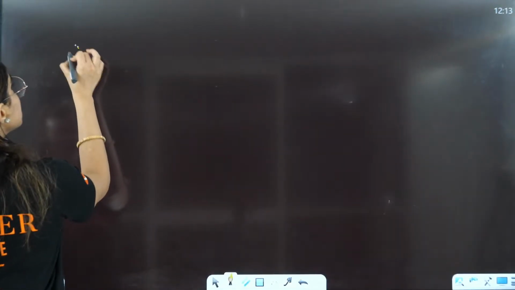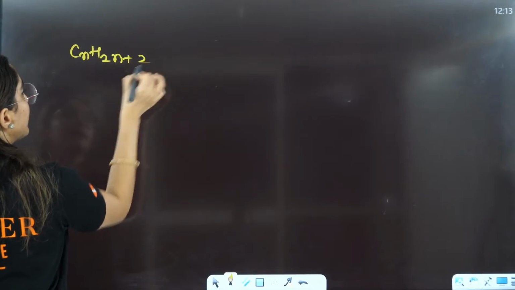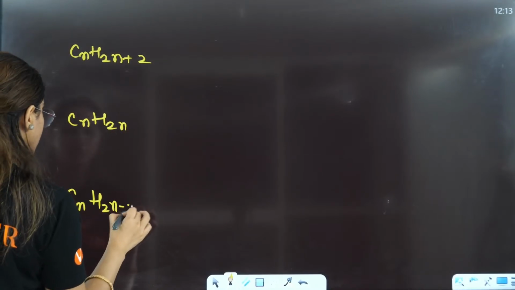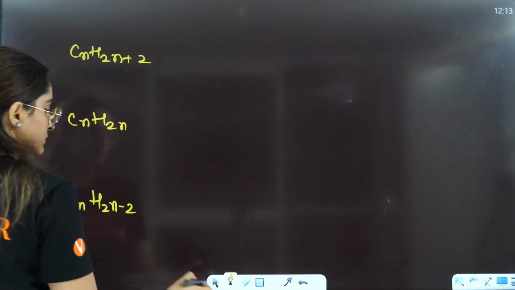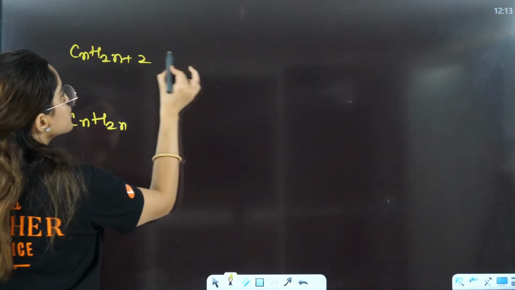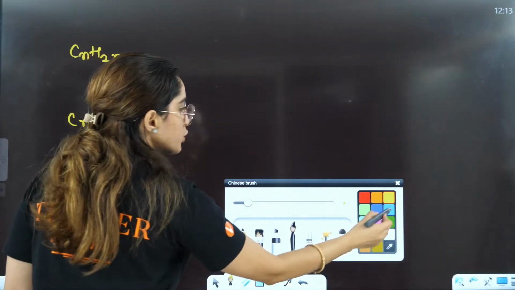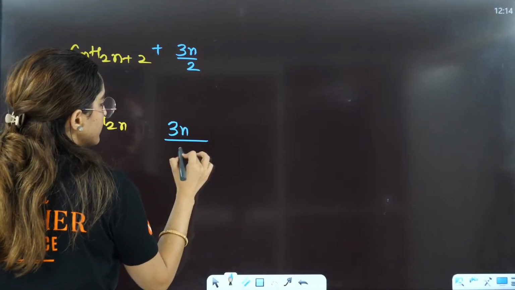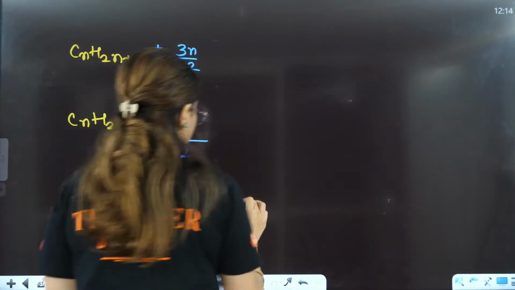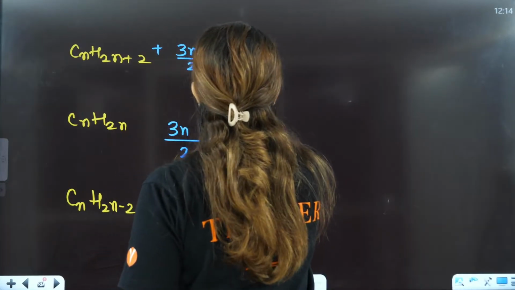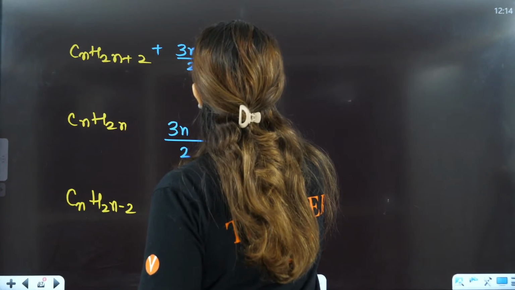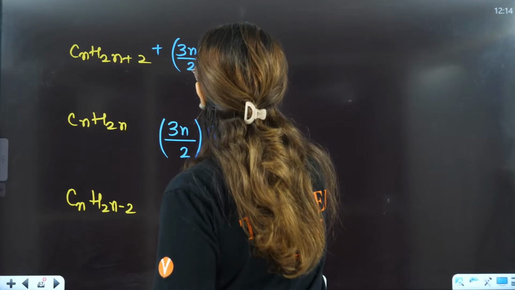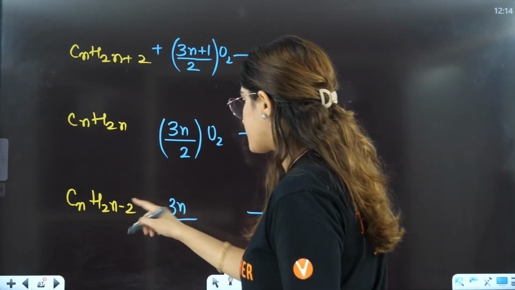See, what you have is CnH2n+2, this is for alkane, this is for alkene, this is for alkyne. Okay, so here how much oxygen will you use? This will be 3n/2, right? This should be -1, this should be +1, because it is +2, it will be +1, it is -2, it is -1.